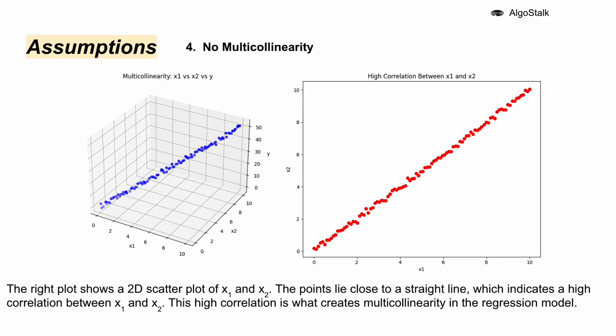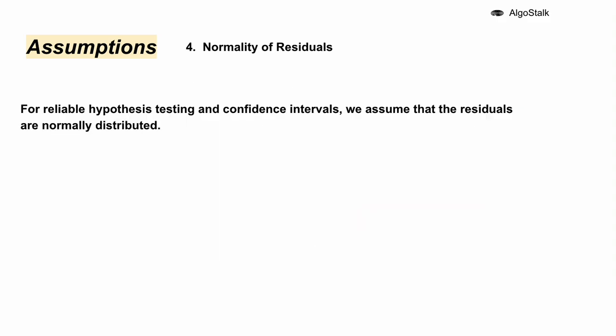The right plot shows a 2D scatter plot of x1 and x2. The points lie close to a straight line, which indicates a high correlation between x1 and x2. This high correlation is what creates multicollinearity in the regression model.